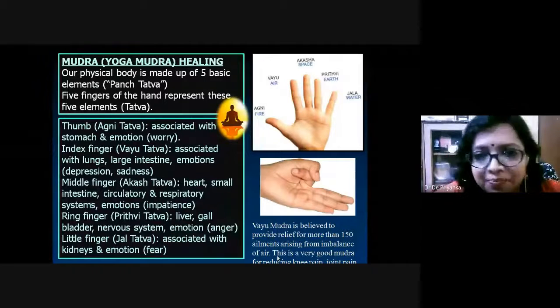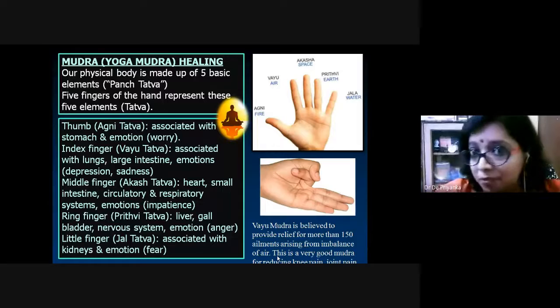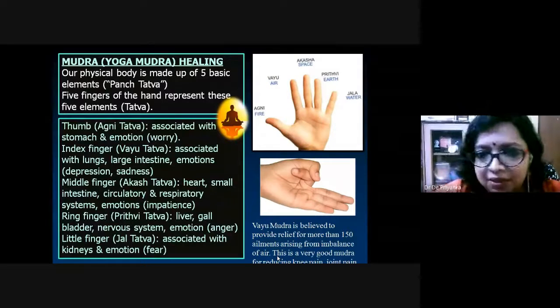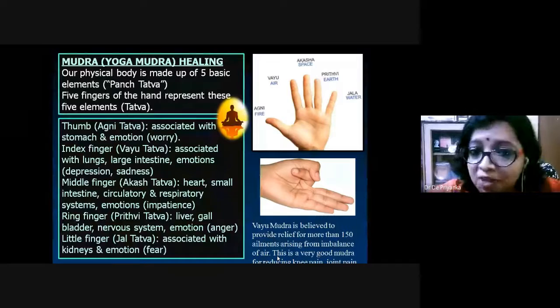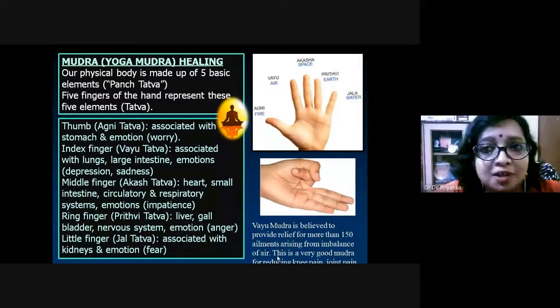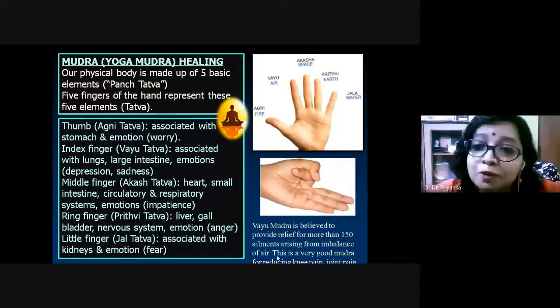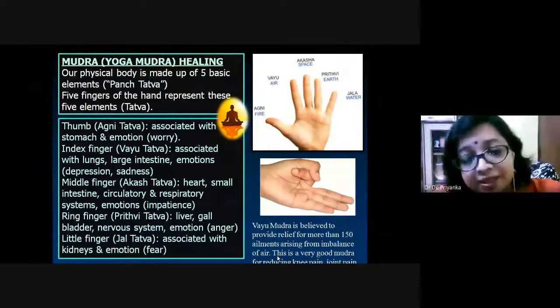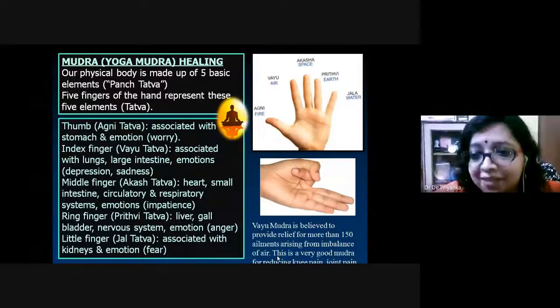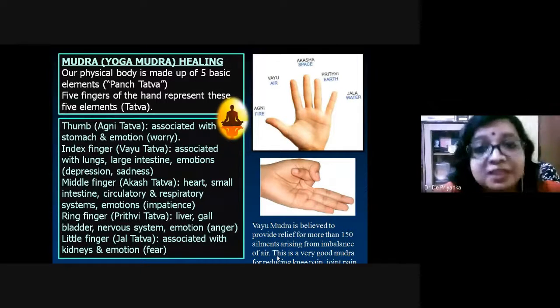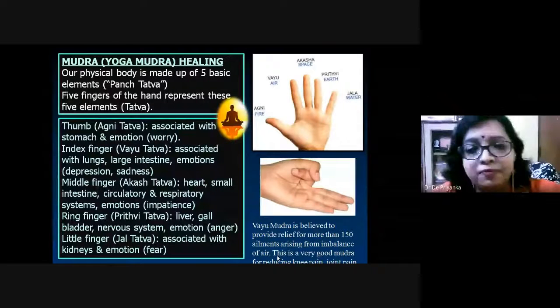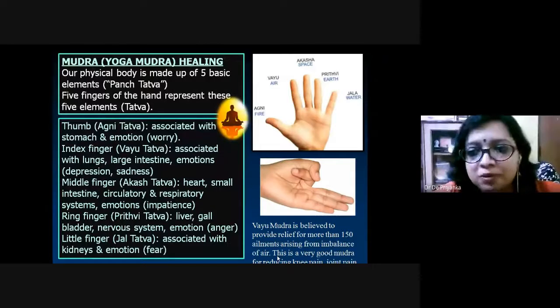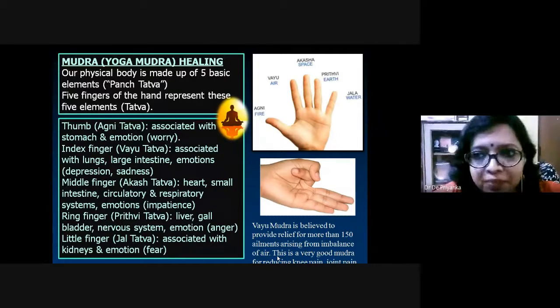So what we get here is, if we have a stomach ailment in terms of biology, if we have a lung ailment, if we have large intestinal pain, so if we have a pain associated with that structure, if we can modulate the thumb, index finger, middle finger, ring finger, and the little finger based mudra healing, then we can cure ourselves. So that is the concept of mudra or yoga mudra healing. I have only given you one brief instance of this, showing you the Vayu Mudra. Vayu means air. So Vayu Mudra, index finger based tattva.